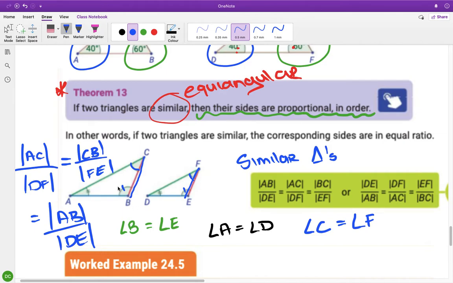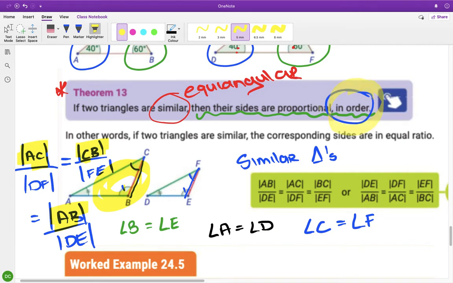So if you create a fraction using corresponding sides, the in order part refers to the fact that my top line in each one all come from the big triangle, and all my bottom lines come from the small triangle.